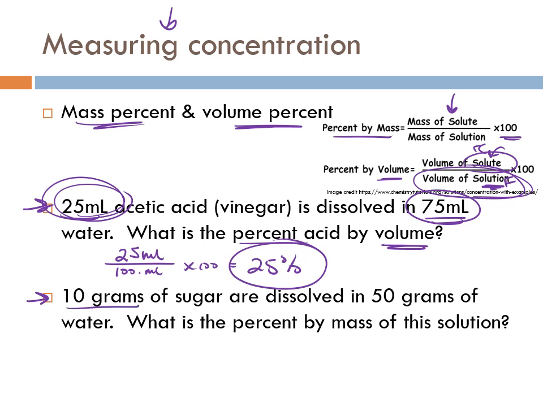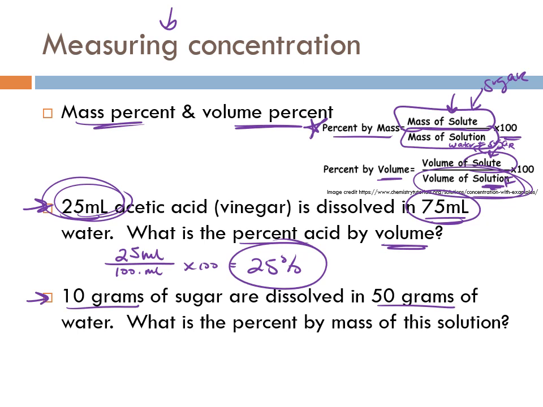If you've got 10 grams of sugar dissolved in 50 grams of water, what is the percent by mass of the solution? Use this formula, mass of the solute. The solute is just the sugar. Mass of the solution is going to be the water and the sugar that is dissolved in the water now. So make sure that you add those up before you divide.